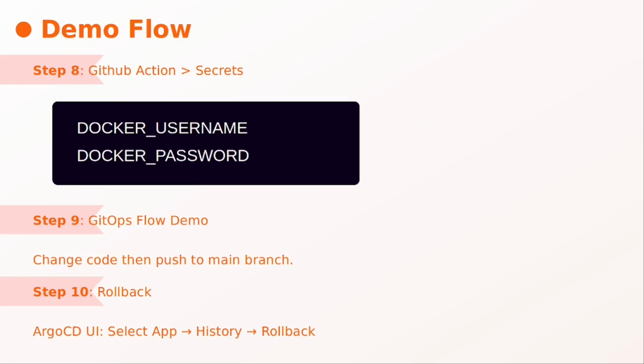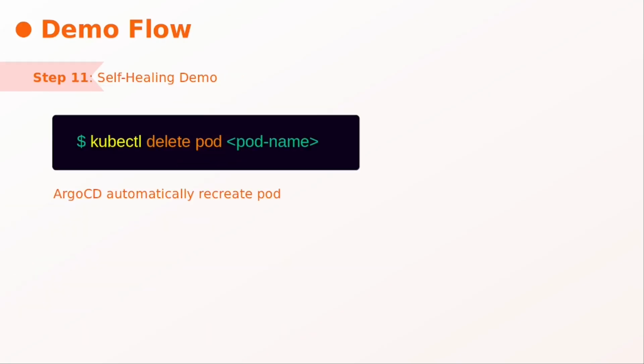The demo also includes two important features. First, you can perform a rollback directly from the ArgoCD UI by selecting a previous version from the application history. Second, the self-healing capability ensures system reliability. If a pod is manually deleted, Kubernetes and ArgoCD will automatically recreate it to maintain the desired state.